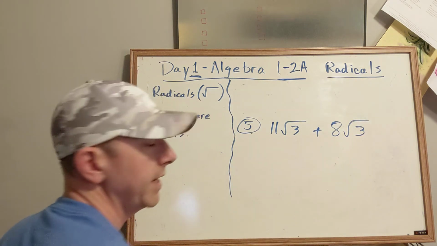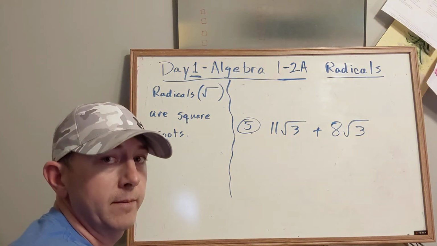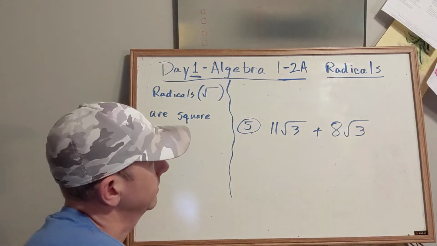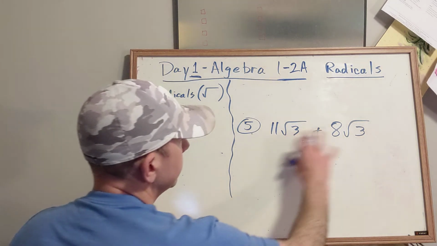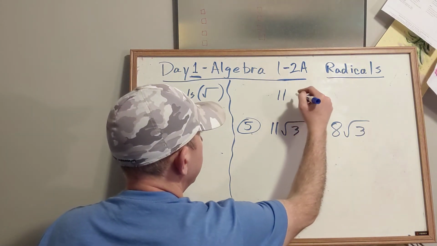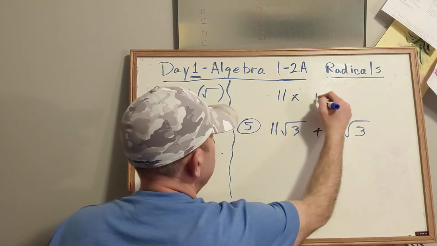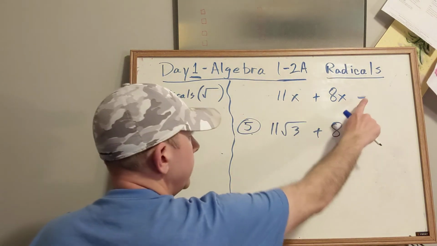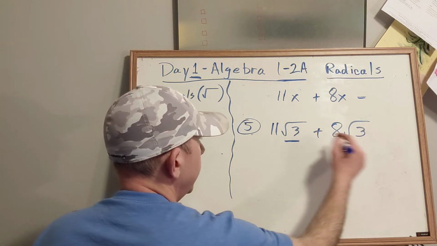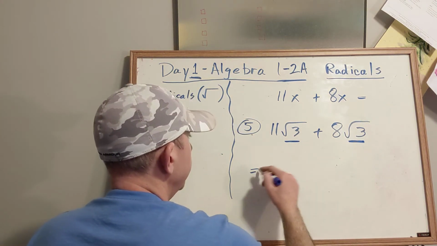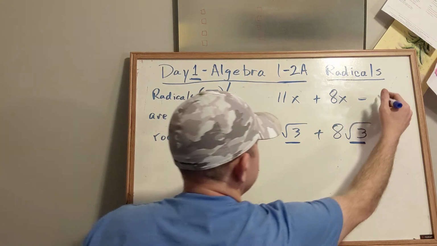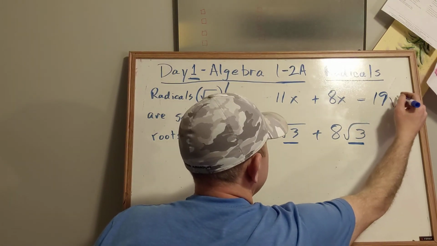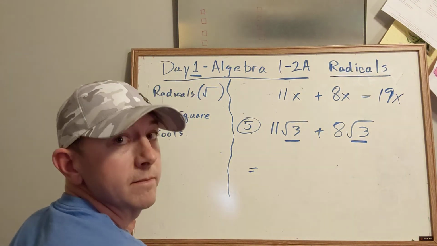Under the radicals, we can't simplify any more of that right now. Now we may mix in some of these later to work more on this, but for today, this is all we're going to do. This is the same concept as if we had 11x plus 8x. Most of you would probably know what to do here. Same concept, just instead of an x, we have radical 3. So with 11x plus 8x, that would be 19x.